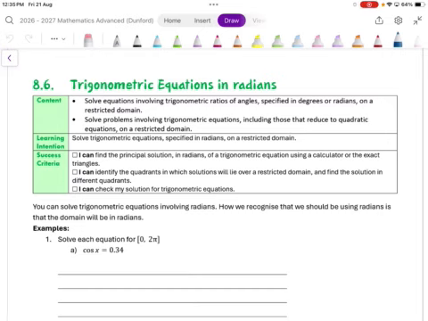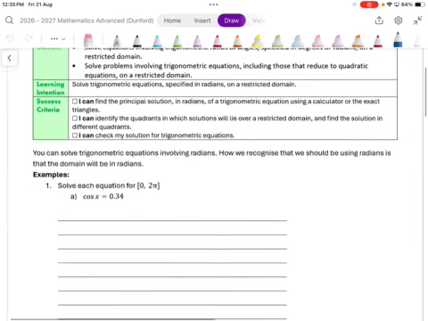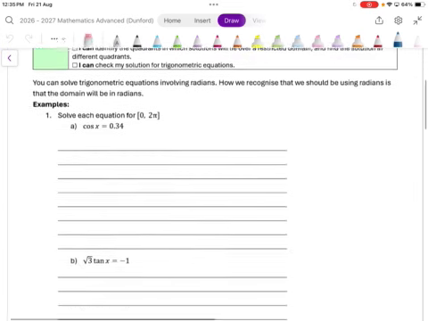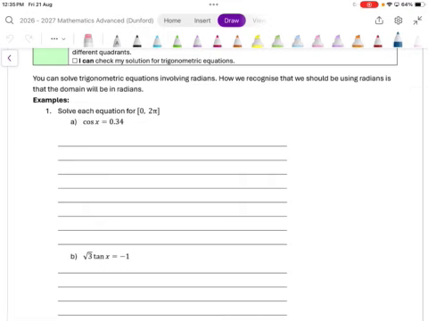Looking at trigonometric equations in radians today. So last lesson we looked at solving trig equations in degrees. We're doing the same process, but we want our calculator in radians mode. And we are also dealing with our angles in radians, so we will need to make sure we know how to do that. So we can solve trig equations involving radians.